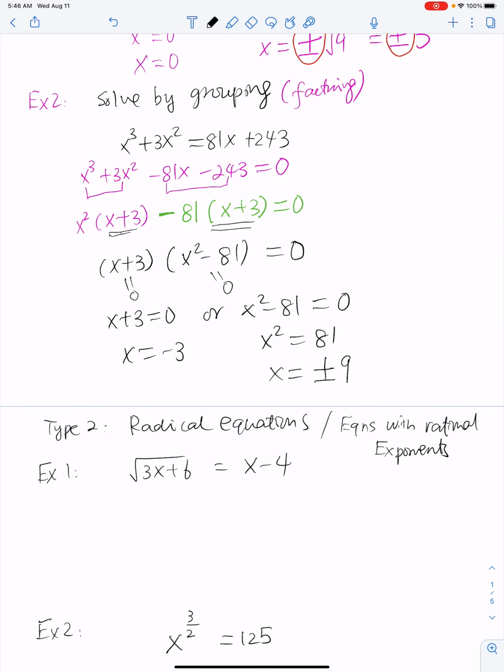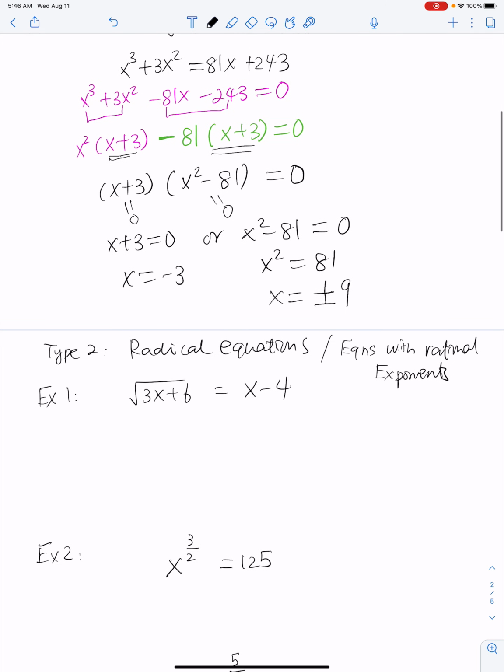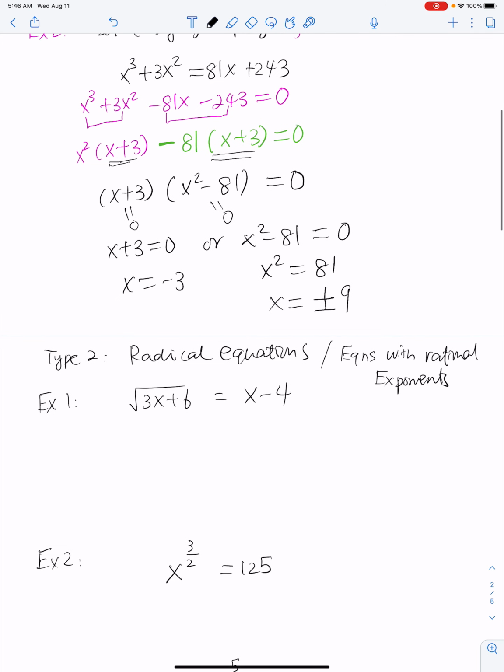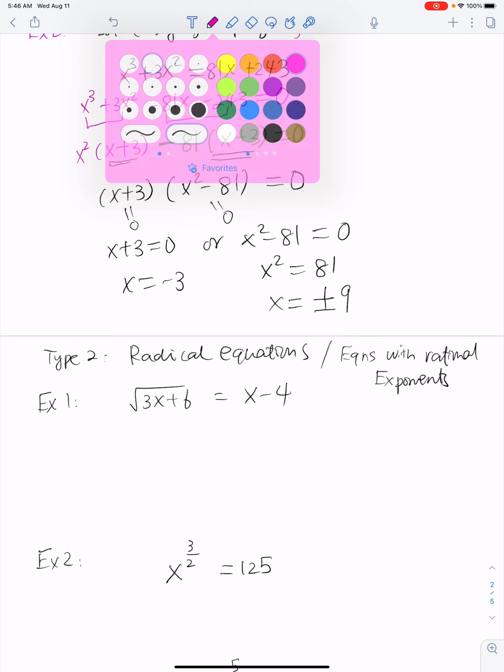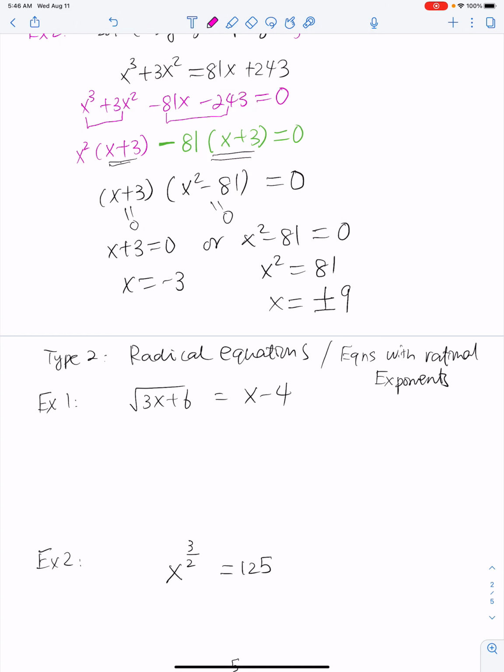Okay, so these are the two examples. The next type is called what? Radical equations. Radical equations is one of the types that typically gives students a lot of trouble. So how could we get rid of the radicals? How could we get rid of a square root? When we learned this technique from complex numbers, to get rid of a square root, you square.